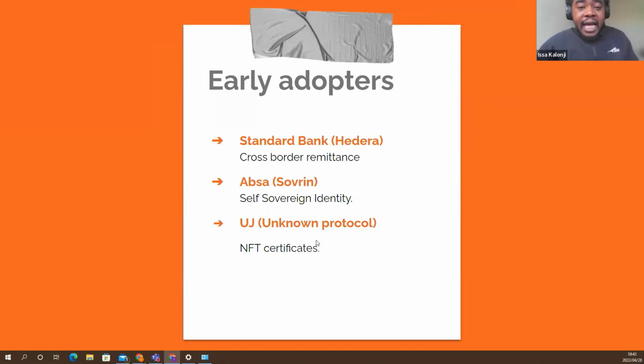And lastly, UJ. I'm not too sure of the protocol, but this was just a recent announcement that they will be issuing their certificates in a digital format through NFTs. That would also allow for easy confirmation and verification of qualifications for graduates and so forth. Now, that is basically my talk.